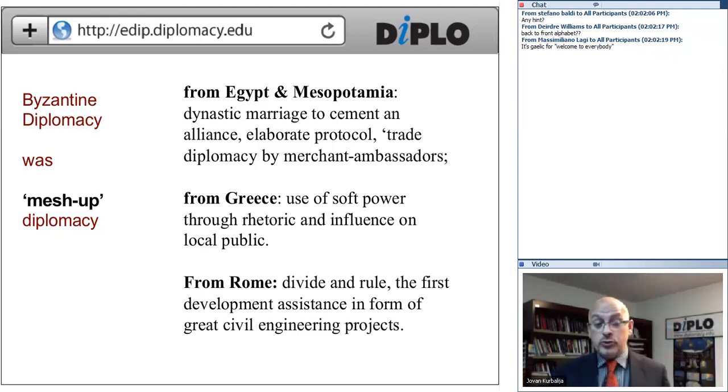From Rome, they took the principle of managing relations with their enemies by dividing them and ruling them. They also inherited one of the first tools for development assistance, as the Romans did with parts of the neighboring territory. They had some sort of development assistance project by having great civil engineering construction work. Therefore, in this way, the Byzantine Empire took pieces from the different diplomatic traditions and created something new, which is called Byzantine diplomacy.